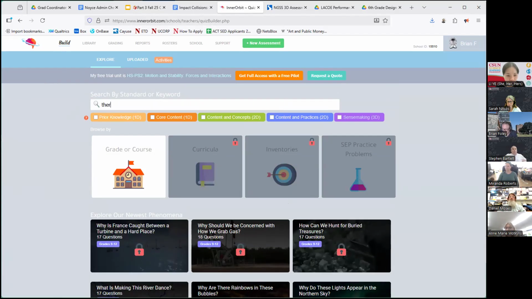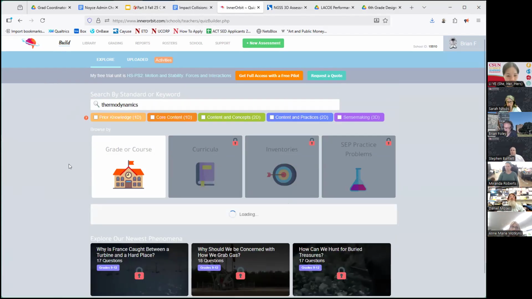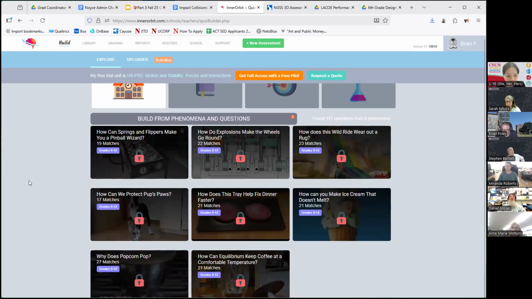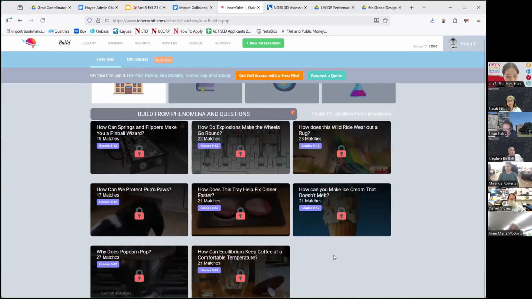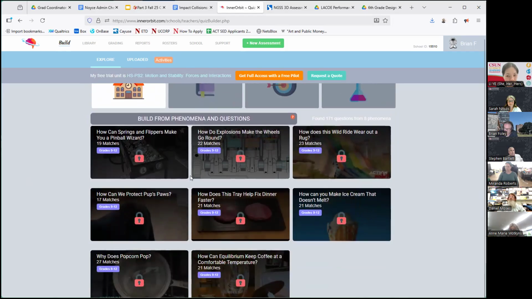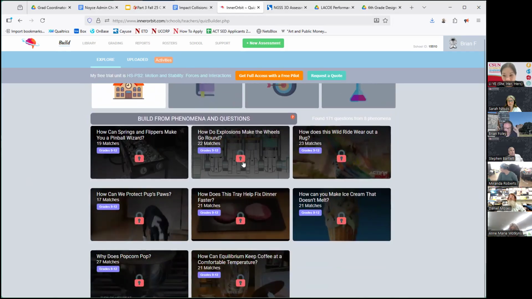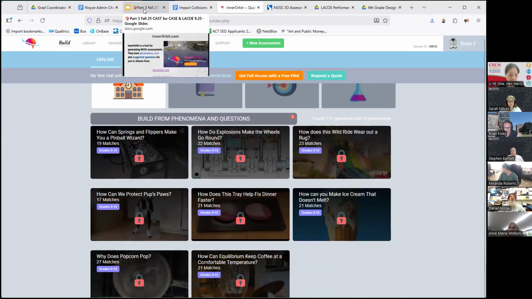For example, if I search for thermodynamics, we already covered some thermodynamic stuff. Now you'll see a lot of these have a lock on them because they are a company. They do want you to subscribe. A few of their things are available for free, but a lot of them are behind a paywall, so you've got to be aware of that. I think it's Heart District that has subscribed to Inner Orbit, but I could be wrong about that.